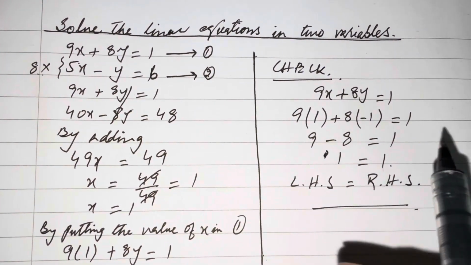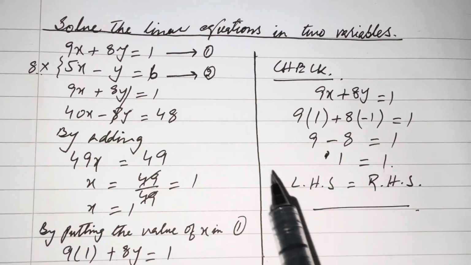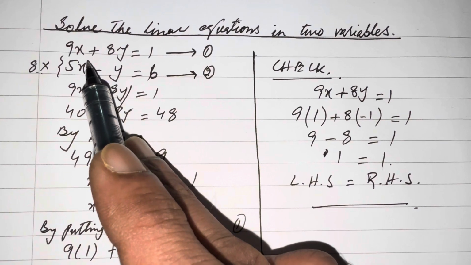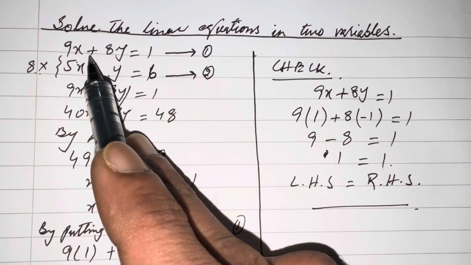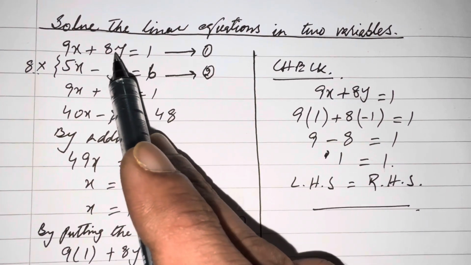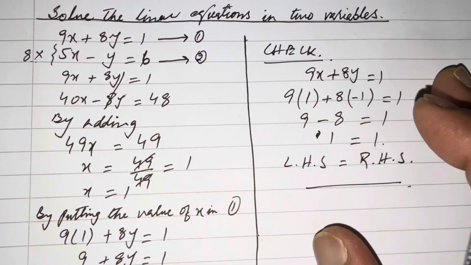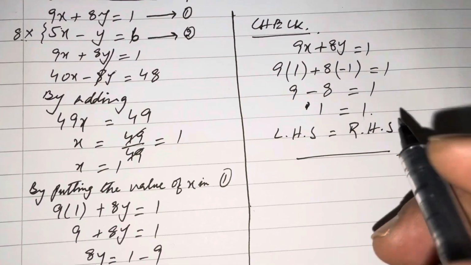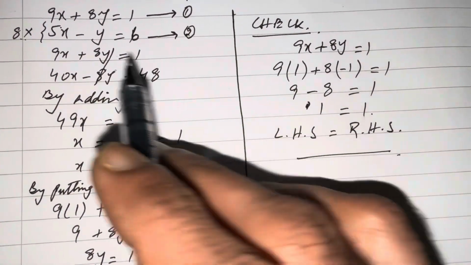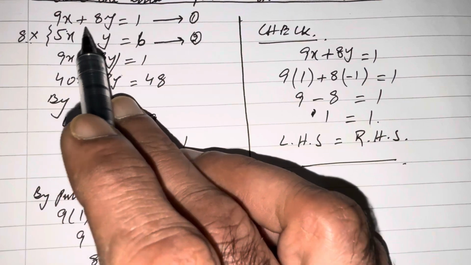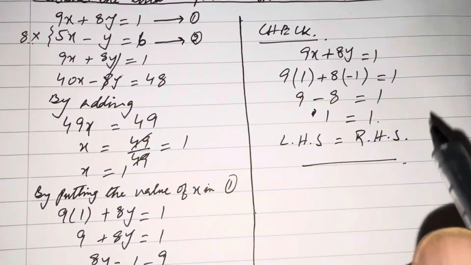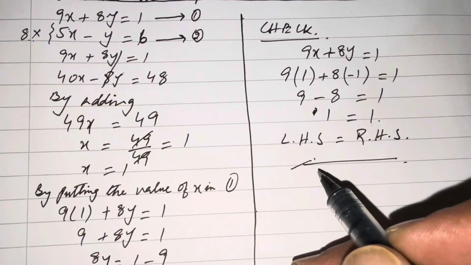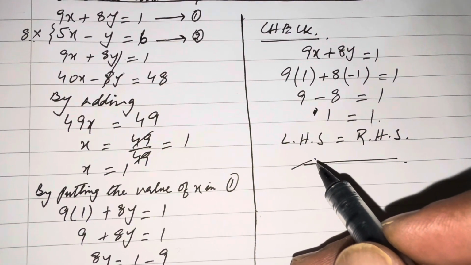So that's how we can solve these kinds of equations. These equations are called linear equations in two variables. So that's how we can solve these equations to find the value of x and y, the given variables.